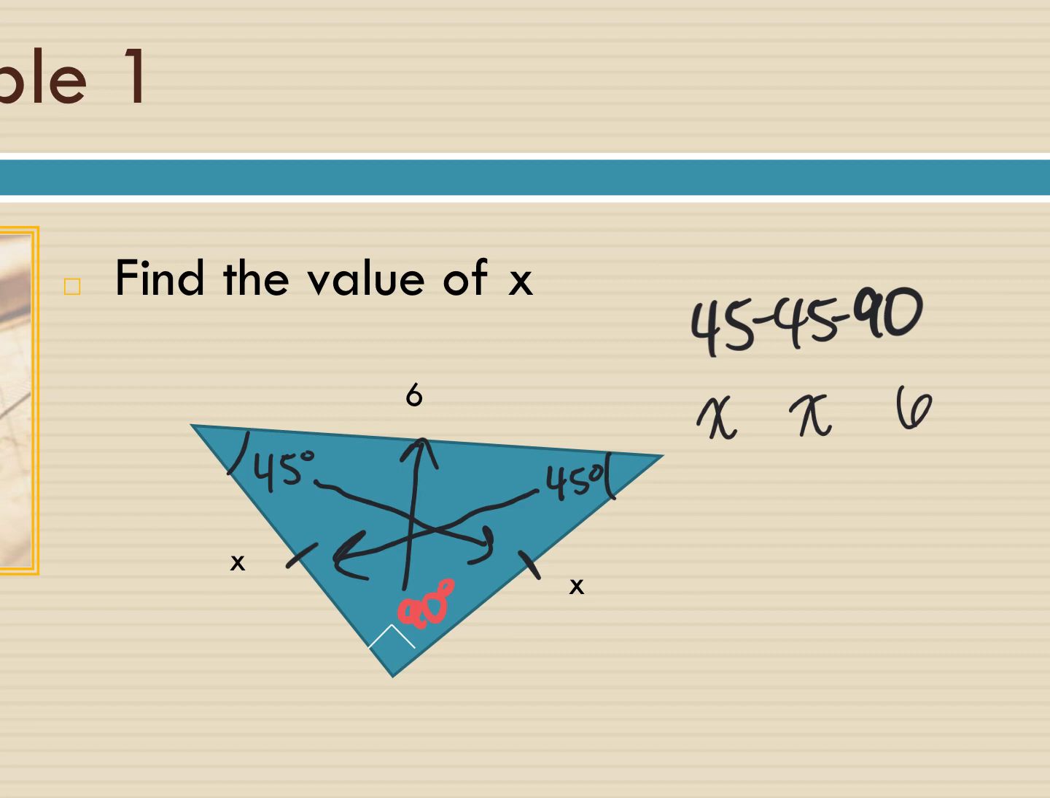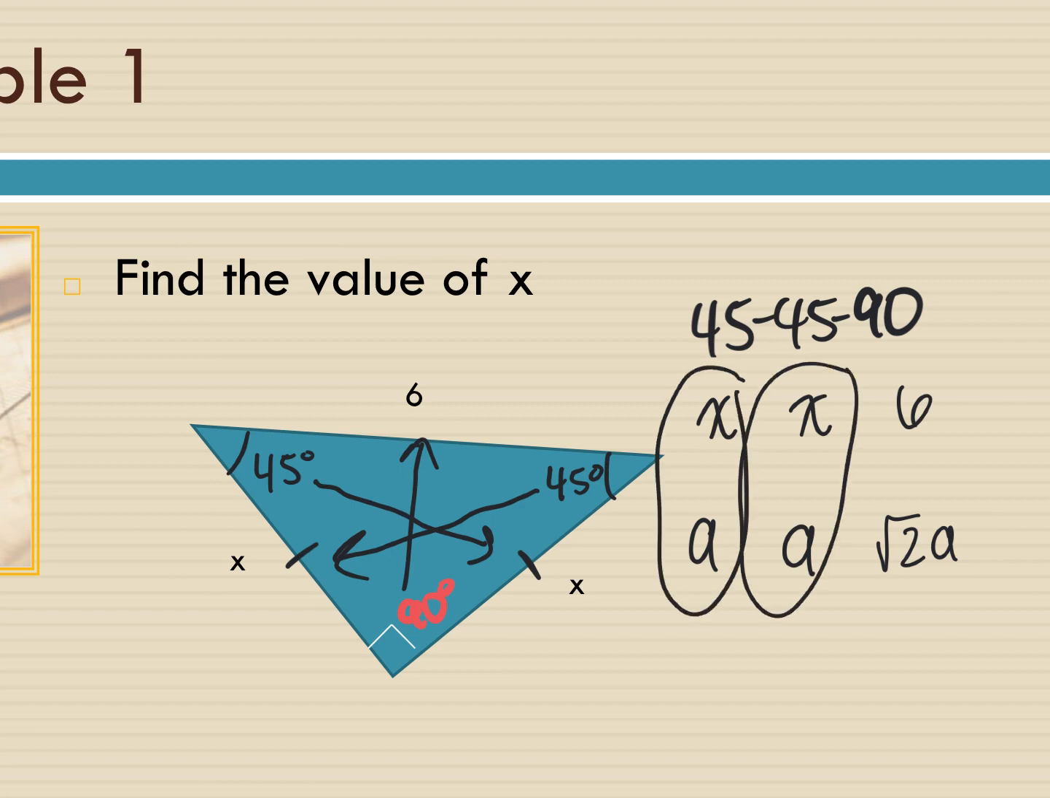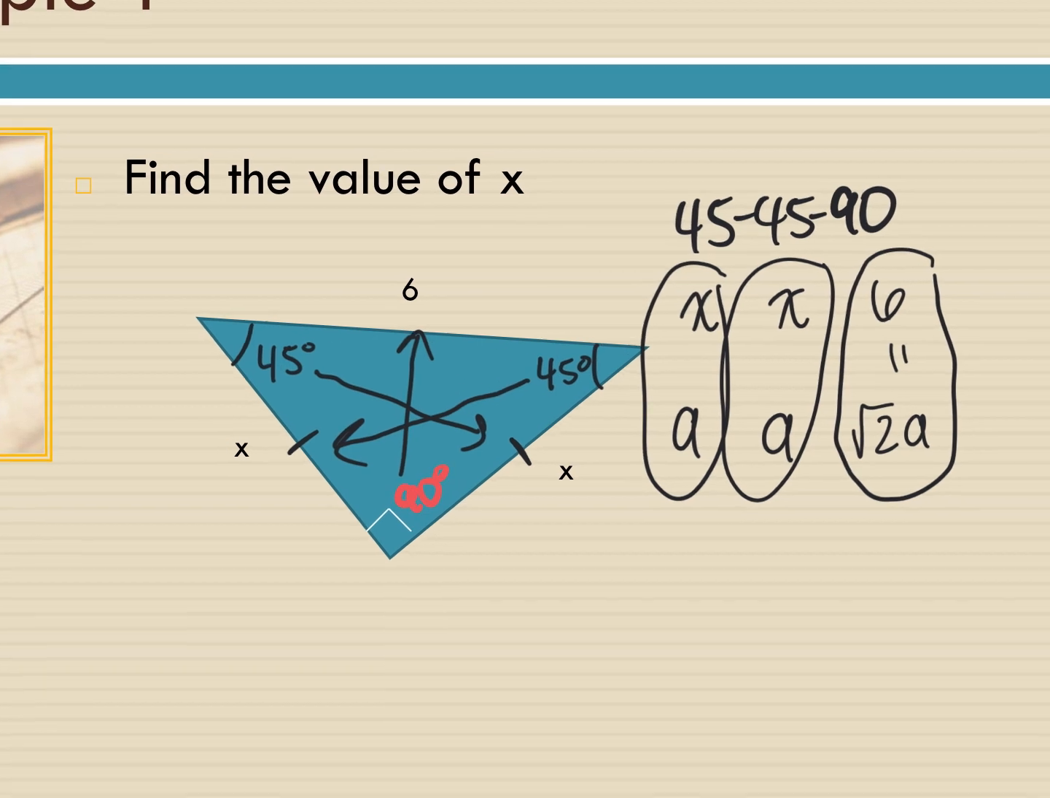Now remember, the two legs were represented by little a's. And the hypotenuse across from the 90 is represented by what? The square root of 2 times a. This is the theorem for the 45-45-90. Your hypotenuse is going to be the square root of 2 times a. Now, we can't solve either one of these because there are two variables. We don't know what x is and we don't know what a is. But if we set these two equal to each other, could we solve this? Sure could. Write it out.